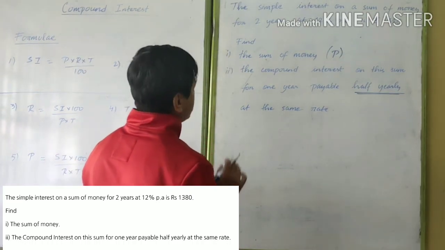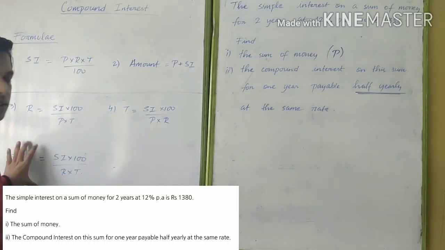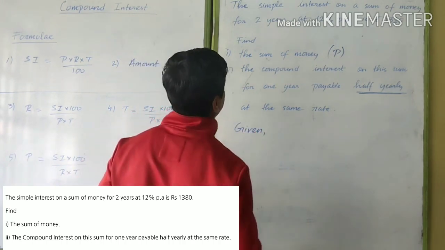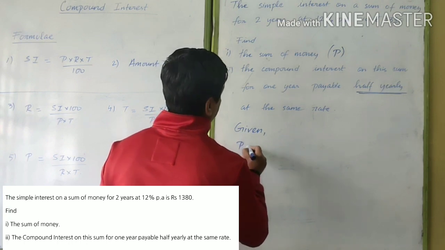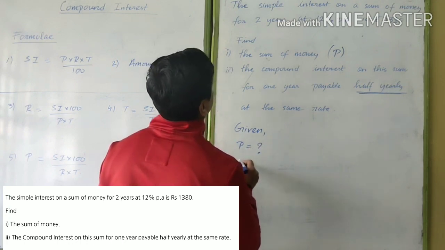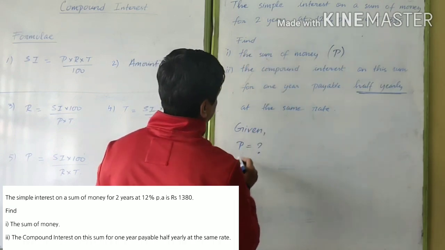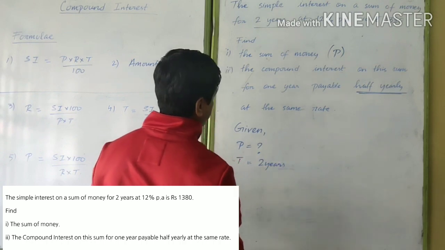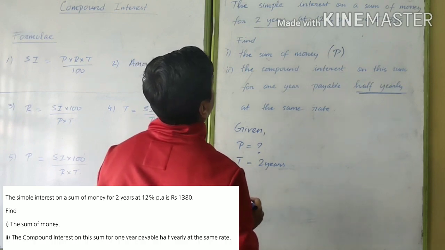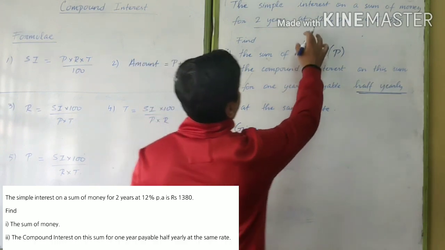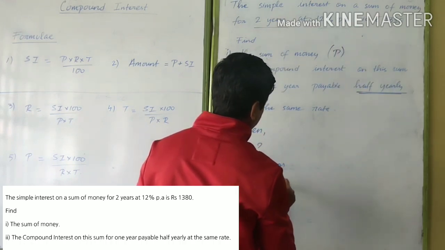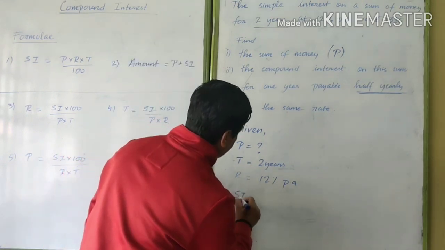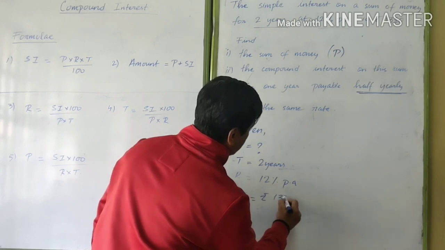So we can use the formula for finding the P, principal. We note down whatever is given in the question. P is question mark, you have to find it. Time is given, 2 years. Rate is given, 12% per annum. What else is given? SI is given, that is rupees 1380.